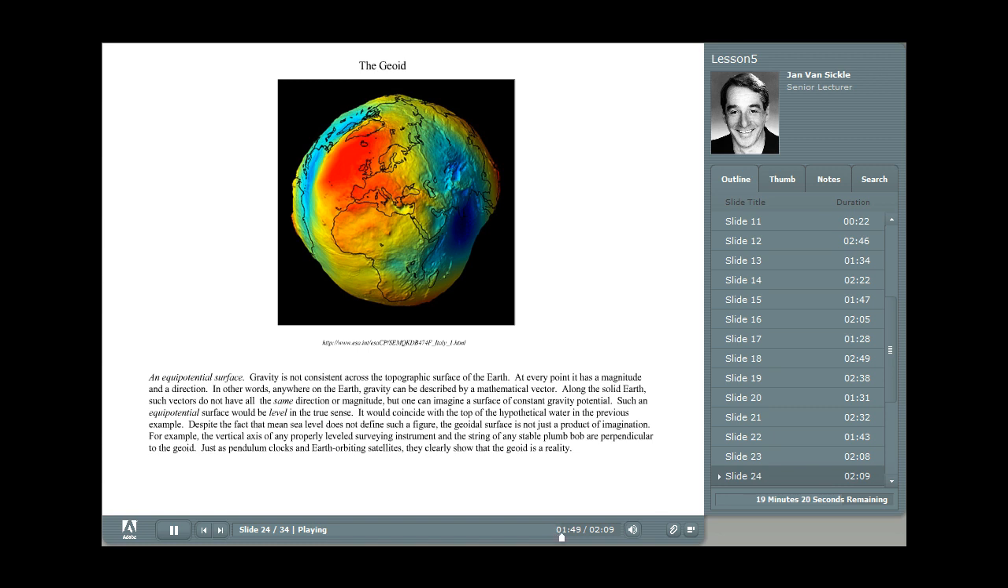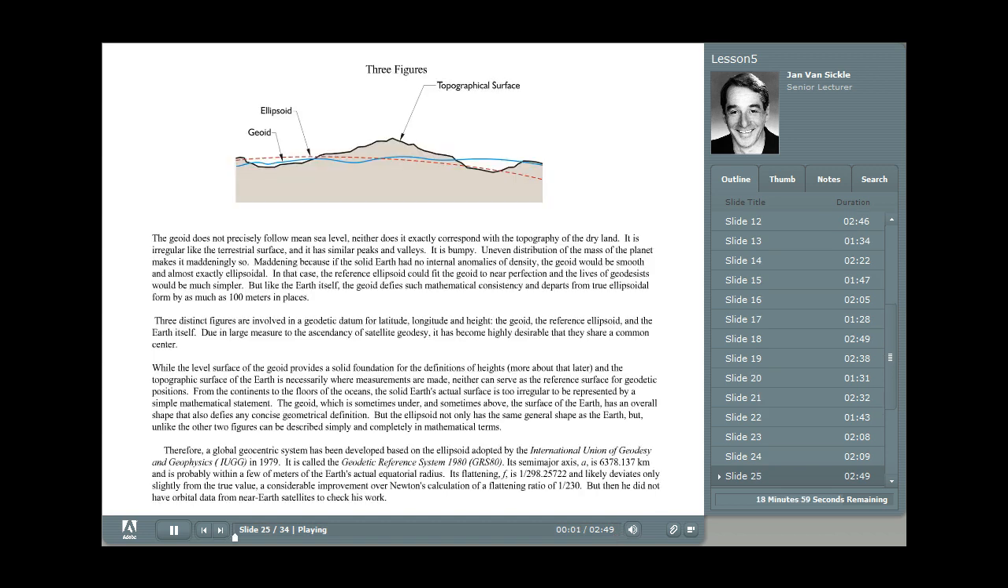Now I hasten to add, remember, that the ellipsoid, the nice, smooth, mathematical surface that we use as a reference in datums, is different than the geoid. They are two different surfaces. One is gravity, the geoid, and the other is a purely mathematical imaginary surface, and that's the ellipsoid. And here we have an image of three figures, and one is the topographic surface of the Earth that we walk around on, and the next in the red dashed line is the ellipsoid, and the third in the blue wavy line is the geoid.